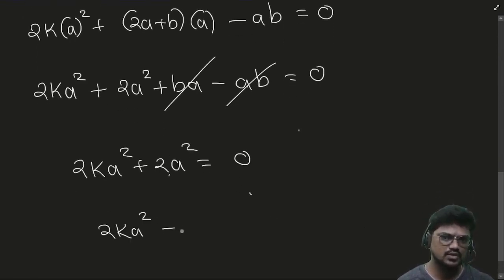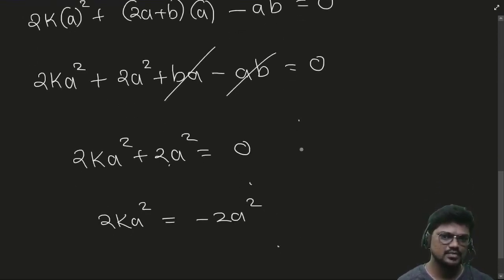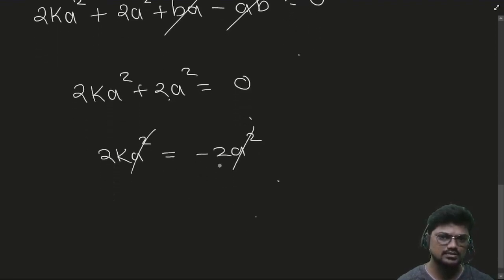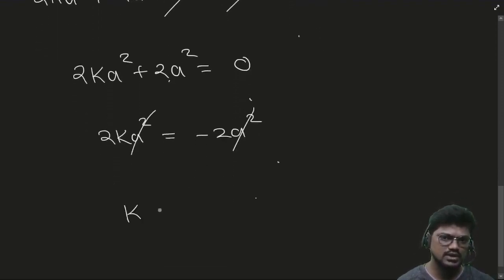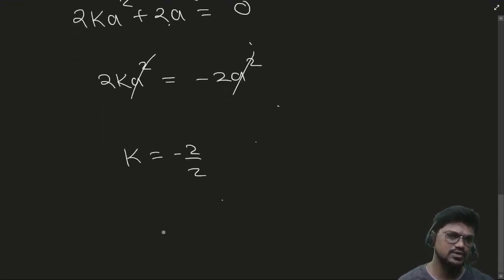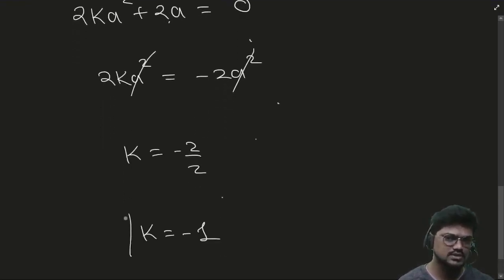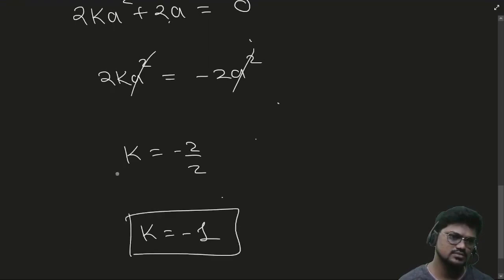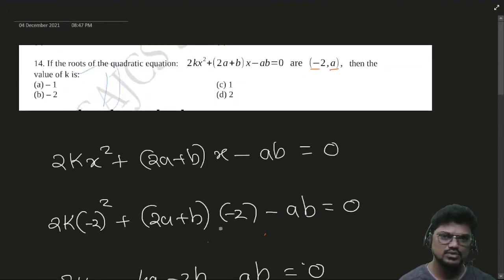2k a square equals minus 2a square. A square will get cancelled. K is equal to minus 2 upon 2. So the value of k is minus 1. That's it. You got the value of k. Got it? So the value of k is minus 1.